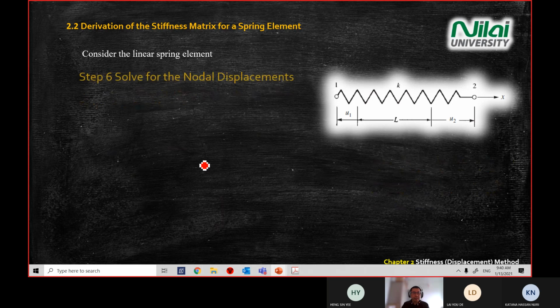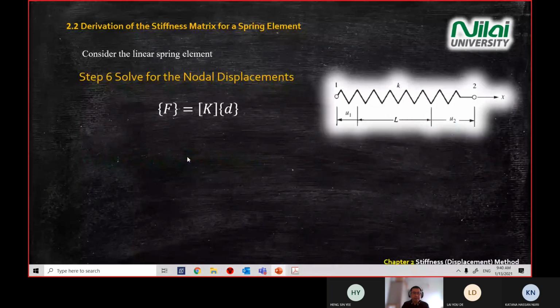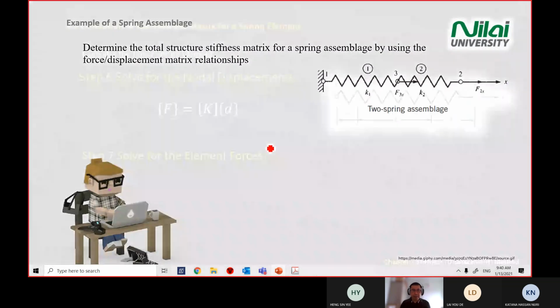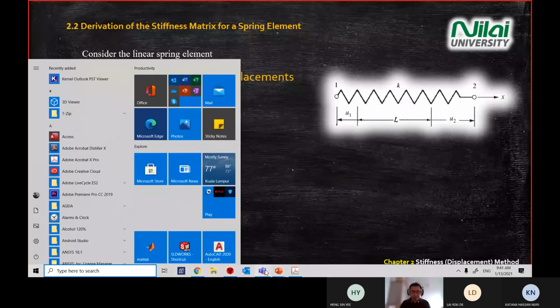Okay, and then you solve for the displacement, step number 6, and then you solve for the force. All right. Any questions so far? I think we stop here. Then the next class we'll look at an example. Okay. Let me stop the recording.